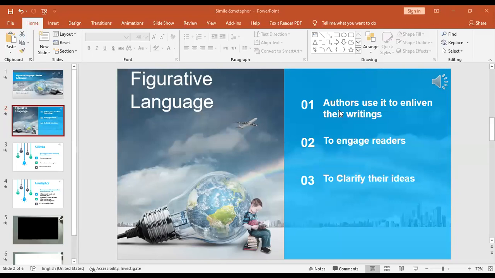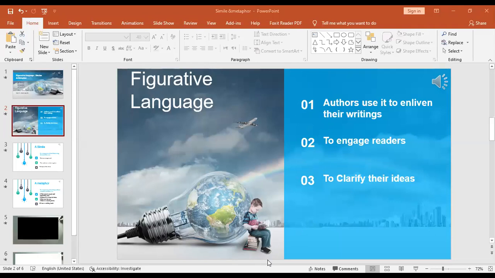Number two, to engage the reader. You want the reader to be engaged in your writing, to clarify your ideas. You want to clarify your ideas. So these are the three kinds, or we can say that the usages of figurative language are for those three purposes.